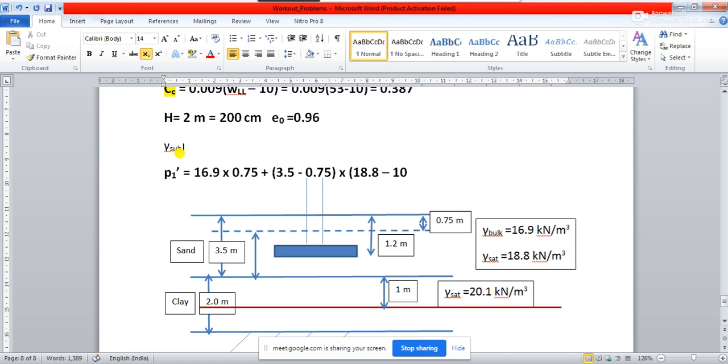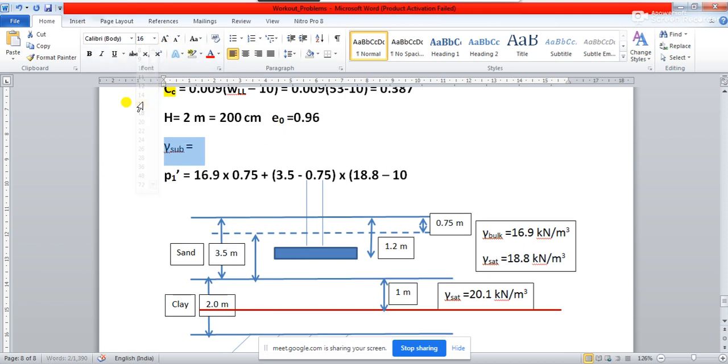Gamma sub is what? Gamma submerged is equal to, let us make it a little bit bigger, gamma sat. Gamma sub is nothing but gamma sat, gamma saturated, minus gamma W. So this is what we are doing.